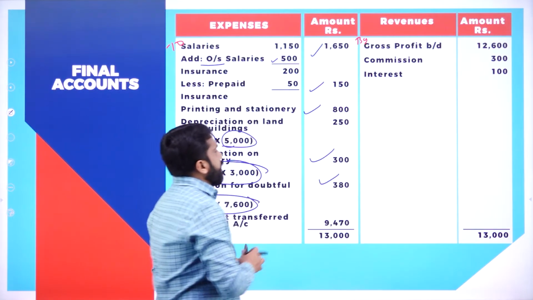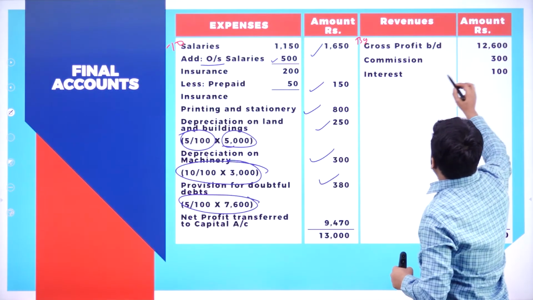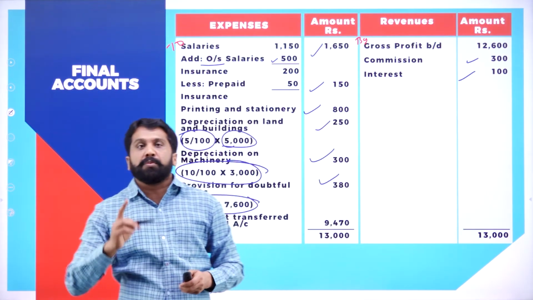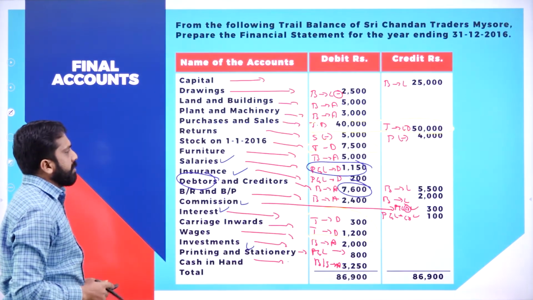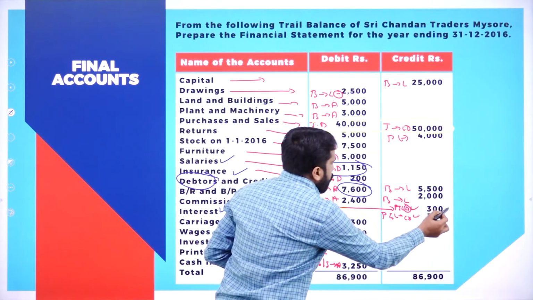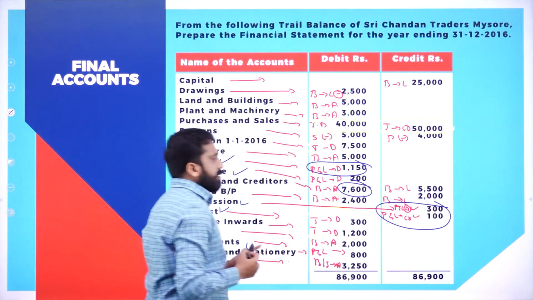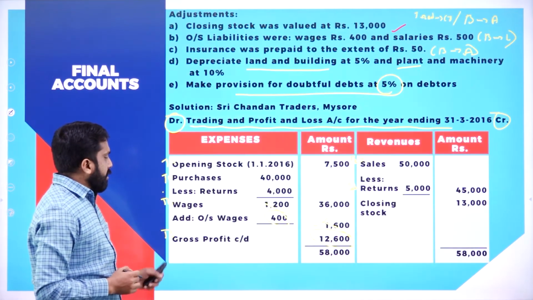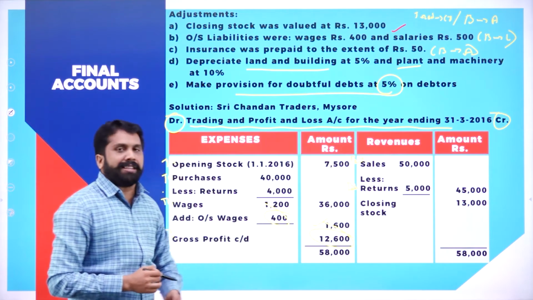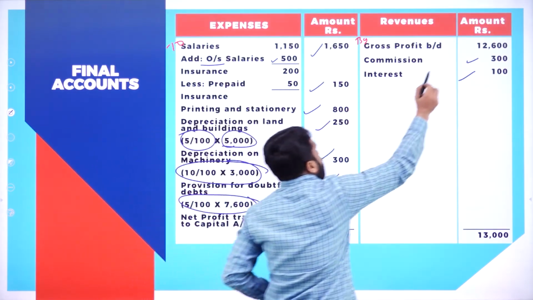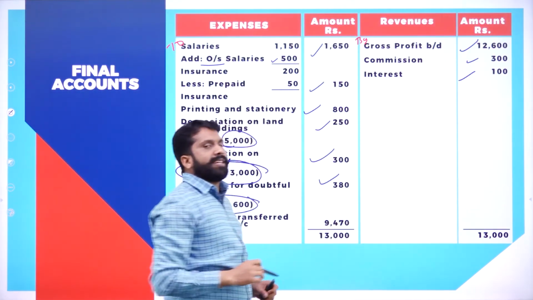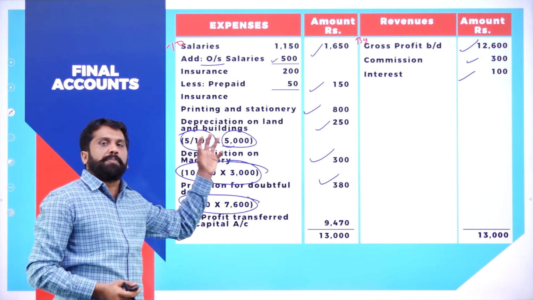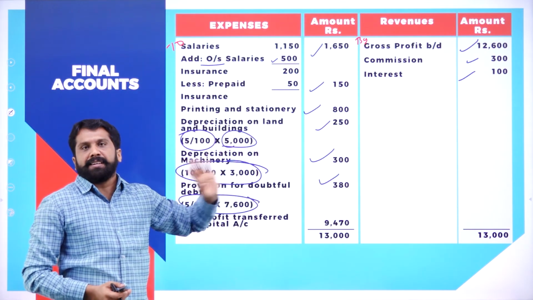Now, we have taken all the debit items. Once that is done, we'll go for the credit side. One will be commission, another one will be interest. Where is it? In your question, we have two P&L items. One is commission, another one is interest. We have taken them. And what is your gross profit? 12,600. That gross profit we have copied, 12,600. Clear? Yes.